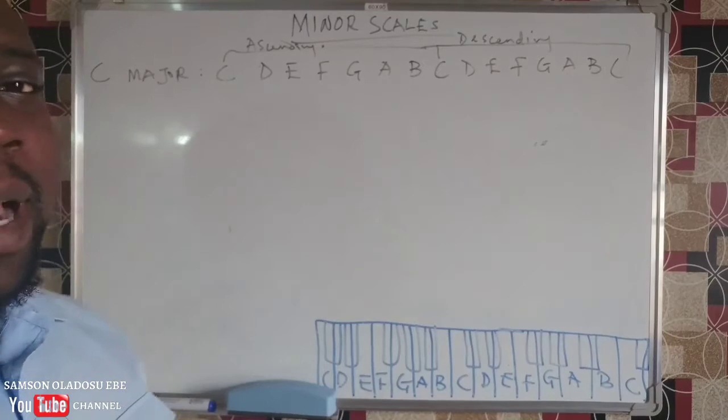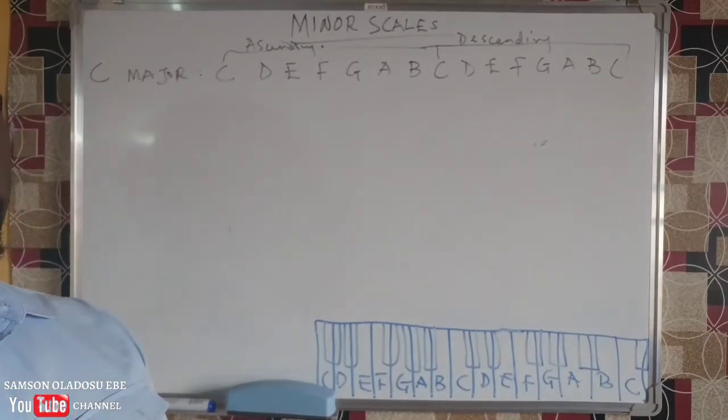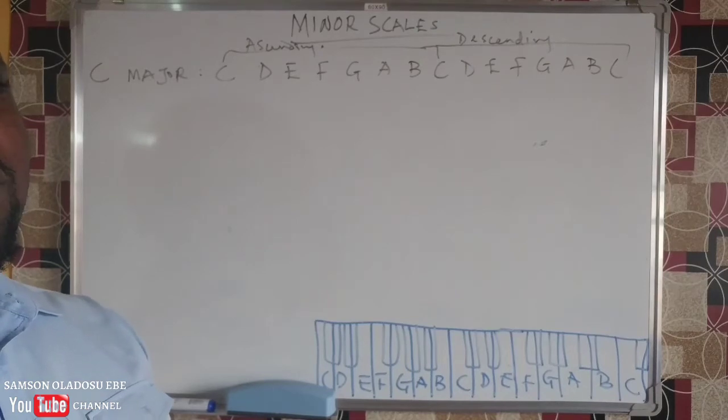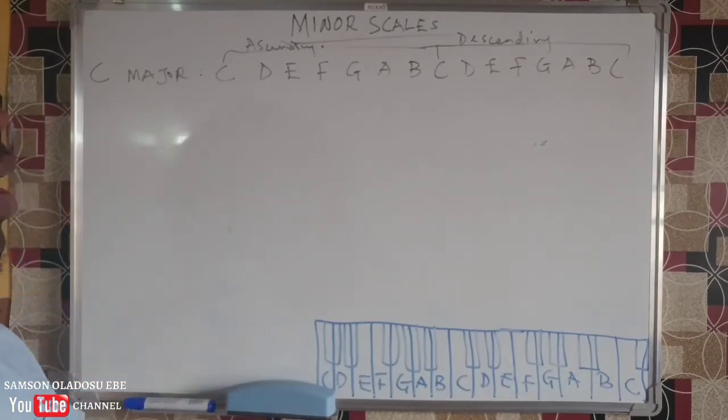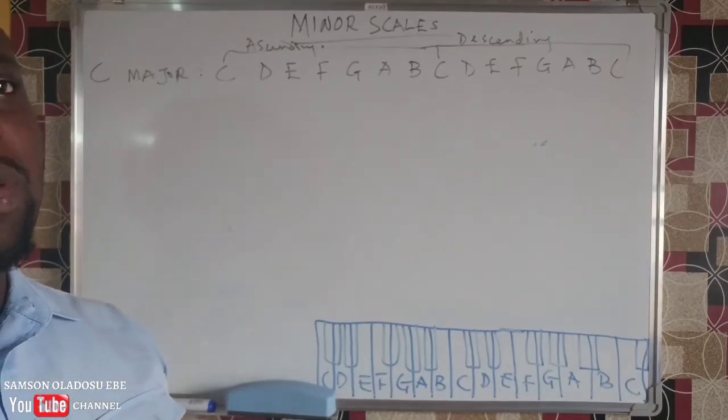We are going to be doing minor scales today. Minor scales. You need to know that a minor scale begins from the 6th degree of a major scale. I'm going to repeat that. A minor scale begins from the 6th degree of a major scale. This will make the intervals of tones and semitones to be different.